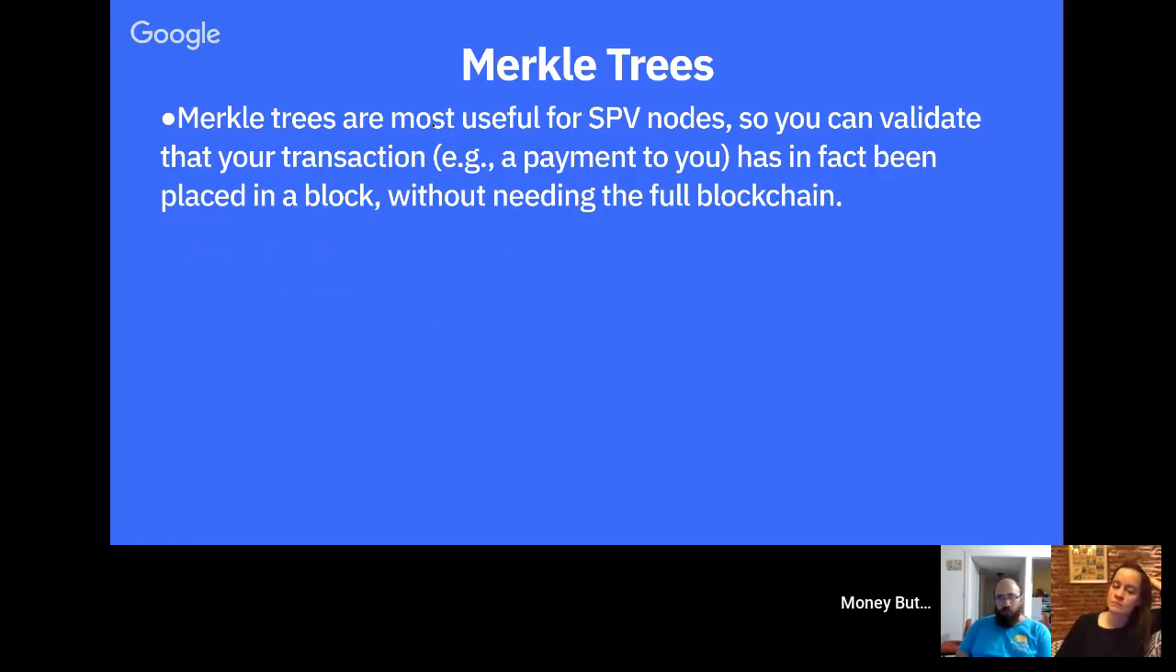It's because it scales as O(log n), it's basically your transaction plus some metadata. And so it scales very, very well. You don't have to have that much data to know that your transactions are confirmed without having to download the entire blockchain.